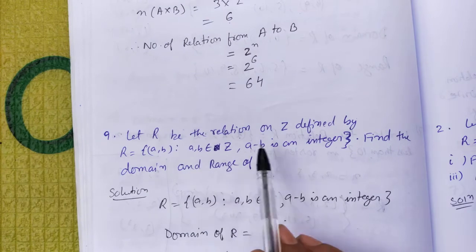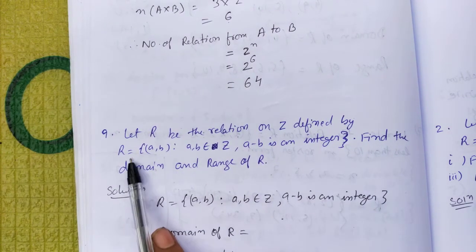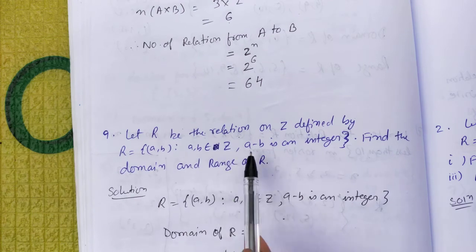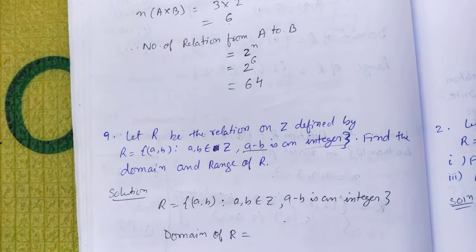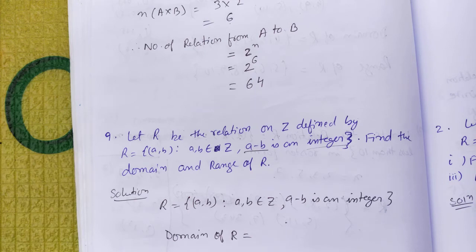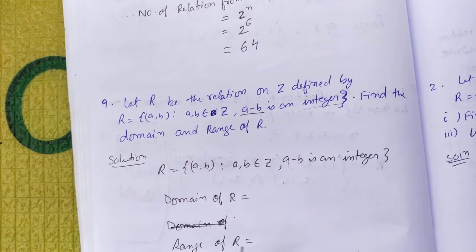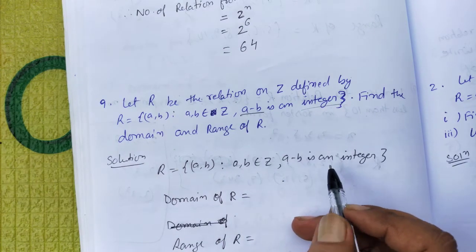Let R be the relation on Z. Z means integers, okay? Defined by R, (a, b), and the condition given is a minus b is an integer. You have to know that when you subtract any integer, we get an integer only. Clear? So relation will be (a, b). They've given a minus b is an integer.